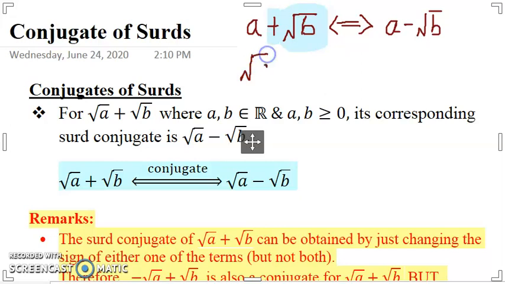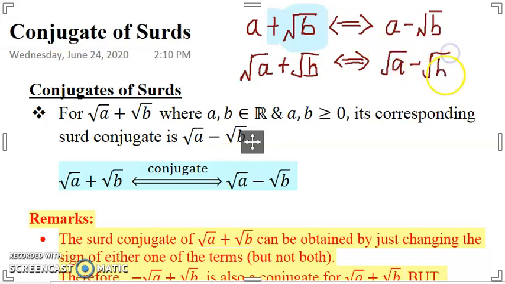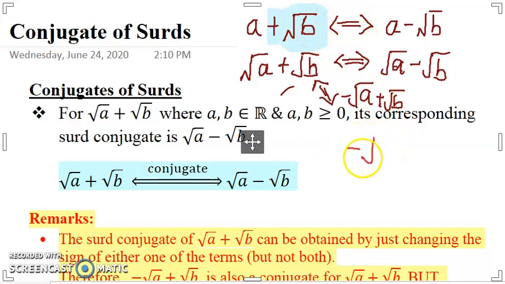And what if, let's say, both of them happen to have square roots? Then your conjugate will be square root of a minus square root of b. Or maybe, instead of switching the sign on b, you switch the sign on a will do. So either one of them is the conjugate for square root of a plus square root of b. And please take note: if you change both of the signs, this is no longer the conjugate.